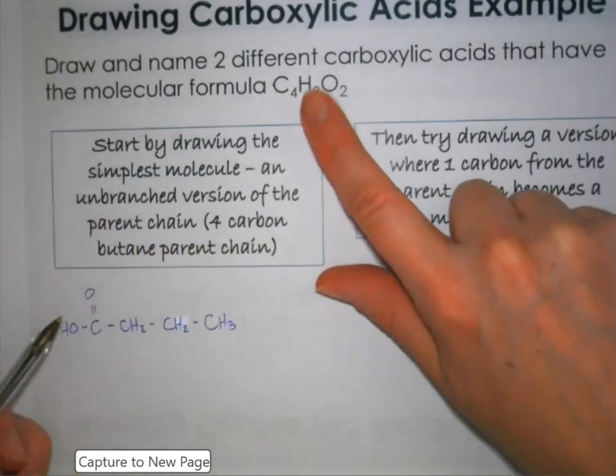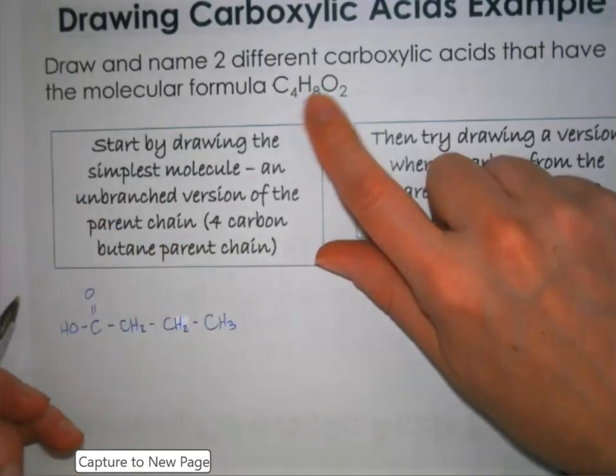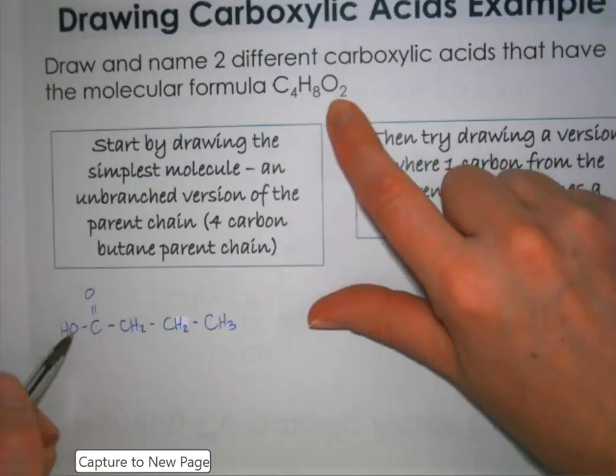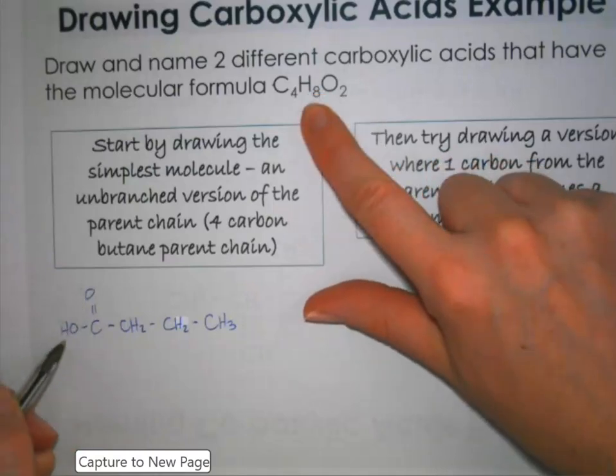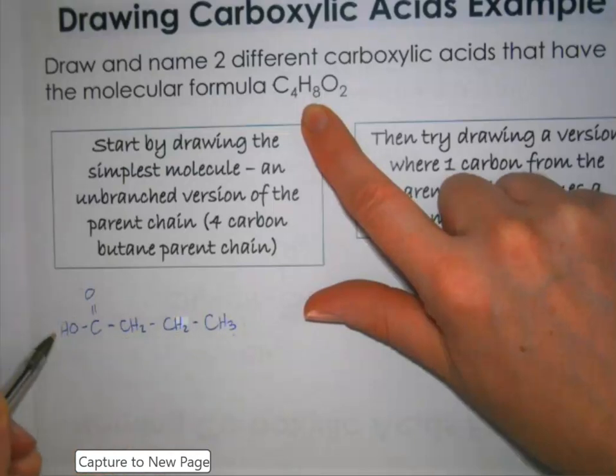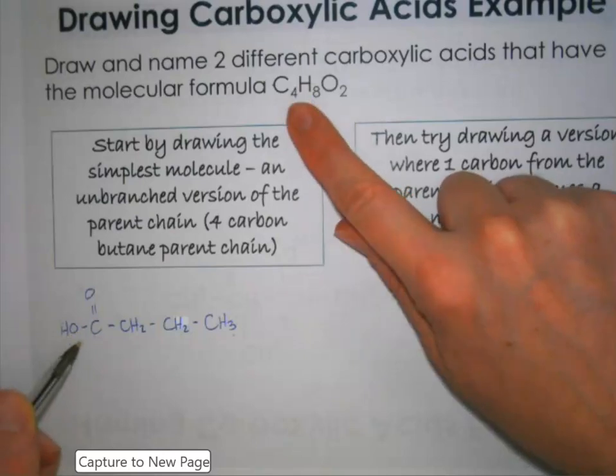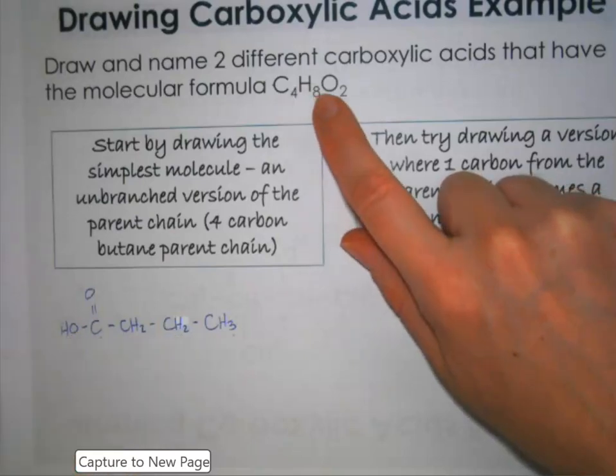Now that we've drawn it, we should always go back and just double check to make sure our numbers add up. So 2 oxygens we have, 8 hydrogens we have, 3, 5, 7, and 1 extra on that hydroxyl, so that's 8. And then the 4 carbons, 1, 2, 3, 4, so that's good.